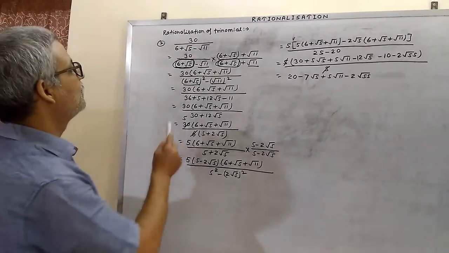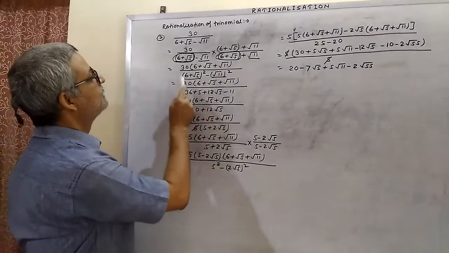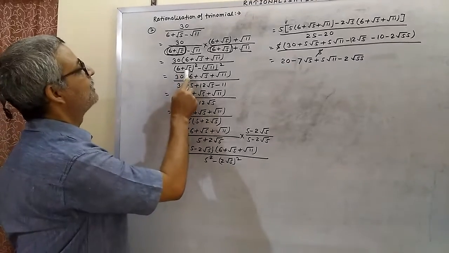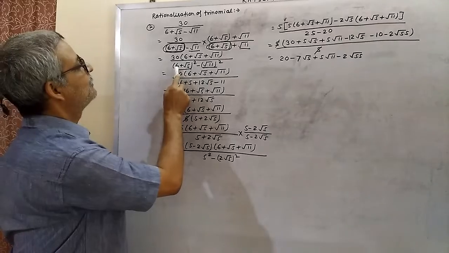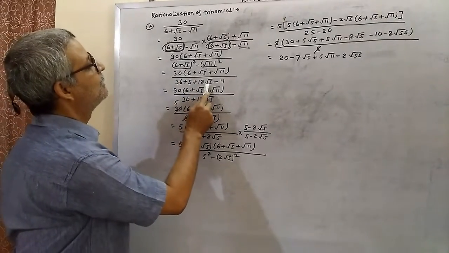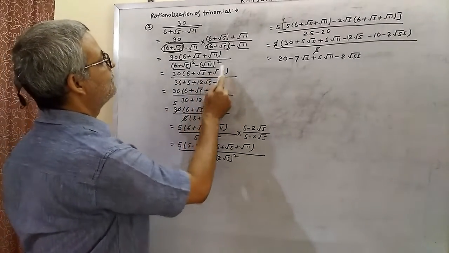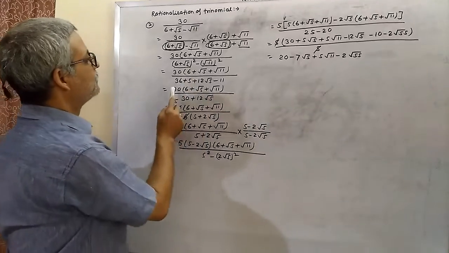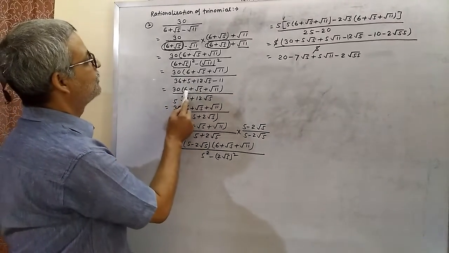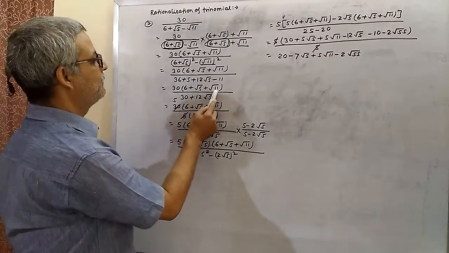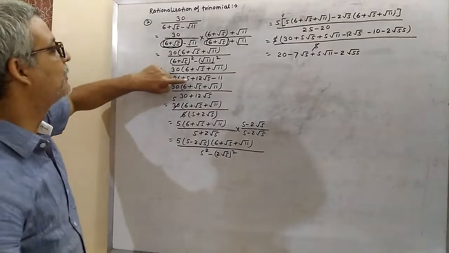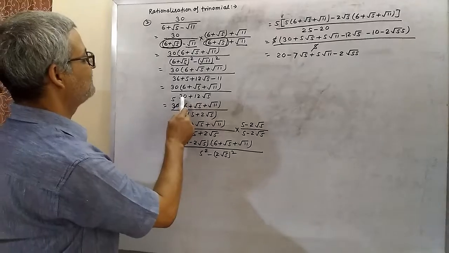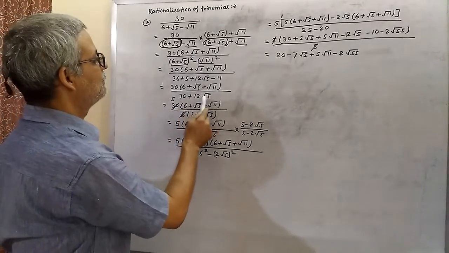Here don't multiply with this 30 in the numerator, keep it separate, 30 into the bracket. Now in the denominator, a plus b whole square: 6 square is 36 plus root 5 square is 5 plus 2ab, so 2 into 6 into root 5, that is 12 root 5, minus root 11 square is 11. In the numerator, 30 into 6 plus root 5 plus root 11 divided by 36 plus 5 is 41, 41 minus 11, that is 30 plus 12 root 5.